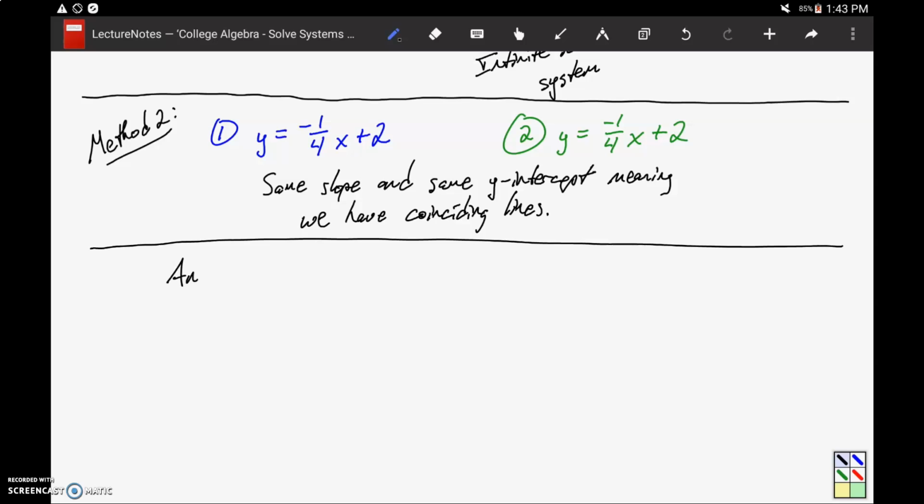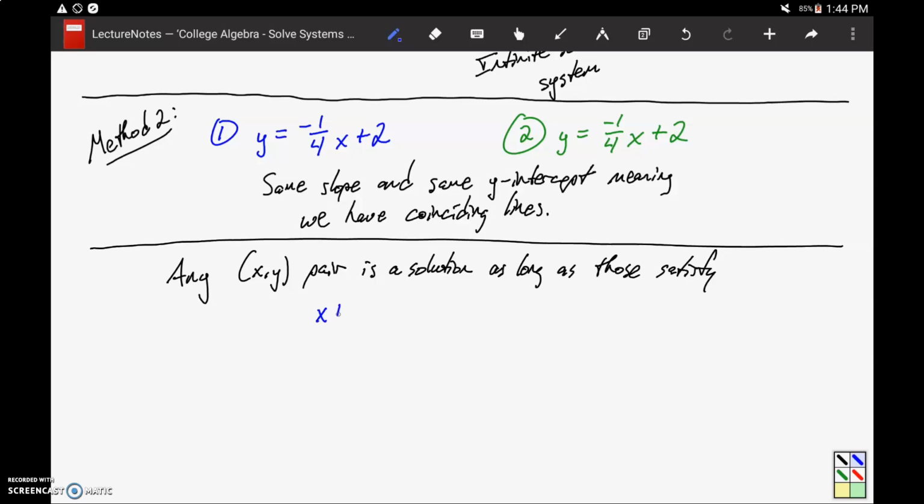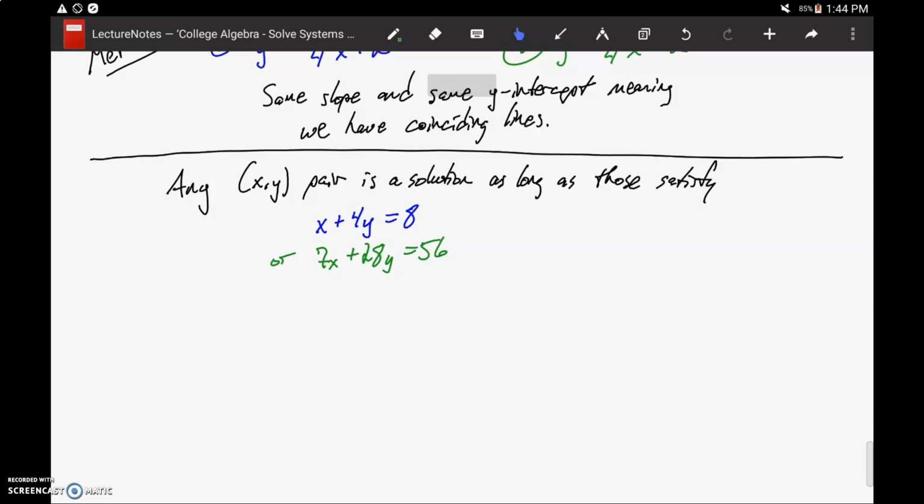What it tells us is that any xy pair is a solution as long as those values satisfy x plus 4y is equal to 8, or 7x plus 28y is equal to 56, which is really stating the same thing because those two equations are actually identical to one another if we just rearranged them and simplified things a little bit.